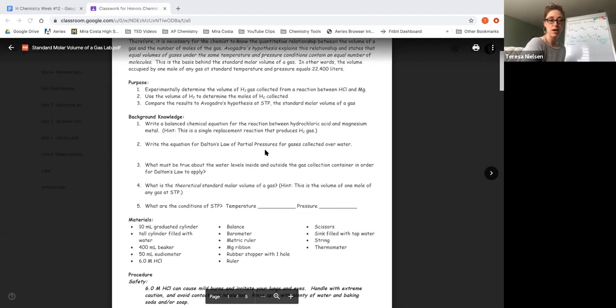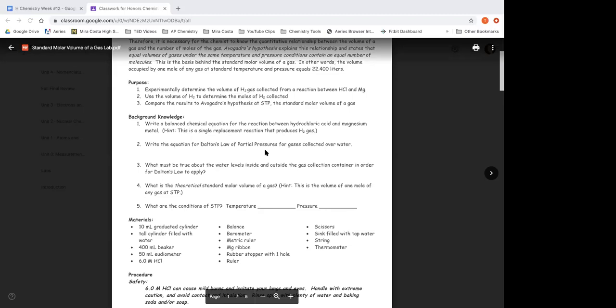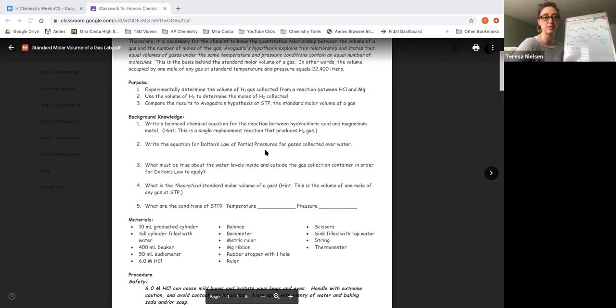Number 4, what's the theoretical standard molar volume of a gas? So the volume of 1 mole of any gas at STP is what? 22.4 liters. So again, you would write that in a complete sentence. The theoretical standard molar volume of a gas is 22.4 liters. Or, 1 mole of any gas at STP has a volume of 22.4 liters.